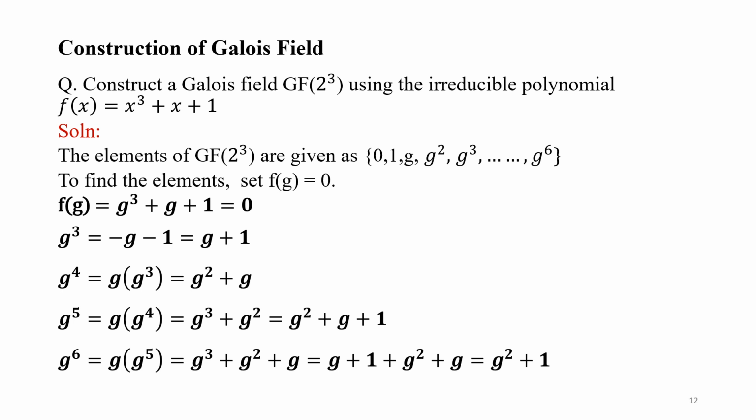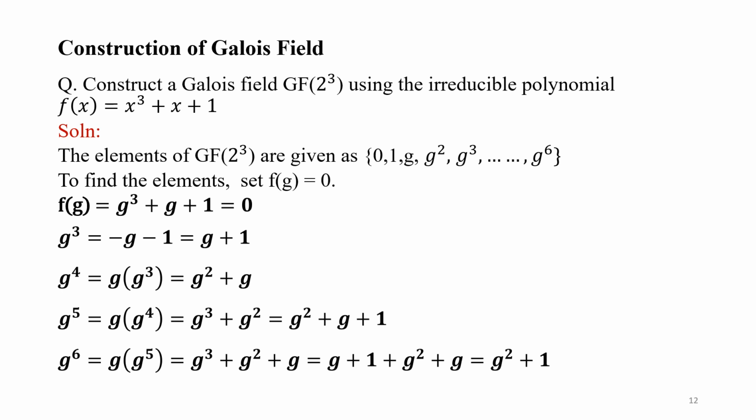Construction of Galois field. Construct a Galois field GF(2 raised to 3) using the irreducible polynomial f(x) equal to x raised to 3 plus x plus 1. The elements of GF(2 raised to 3) are given as 0, 1, g, g square up to g raised to 6, a total of 8 elements. To find the elements, f(g) equal to 0 can be used.